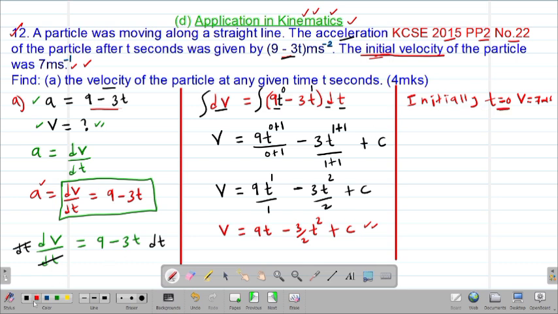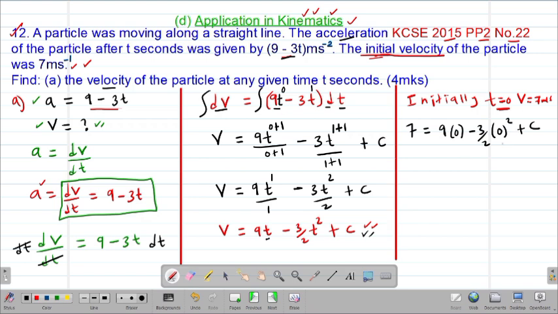Therefore, if I substitute in my equation here, I'm going to have the following. So my velocity is 7 meters per second. So this will be 7 being equal to 9 into, the initial time is 0, so t is 0. Then minus 3 over 2, into our t which is still 0, then it was t squared.